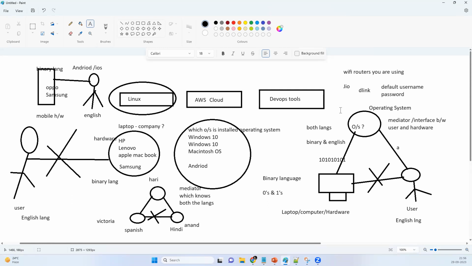Otherwise we cannot interact with that hardware, because the user knows only English and the hardware knows only binary language. You don't know the hardware's binary language, and the hardware doesn't know the user's language, which is English. So whenever you are interacting with any hardware, there will be an OS installed, then only we can interact with the hardware. Otherwise, we cannot.